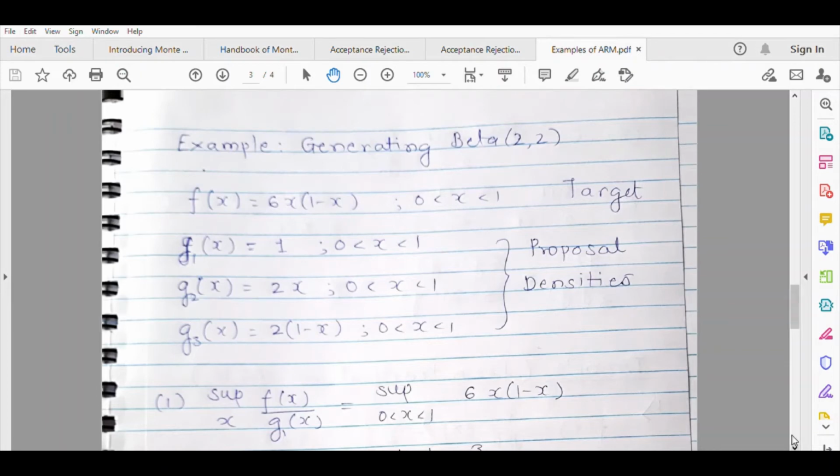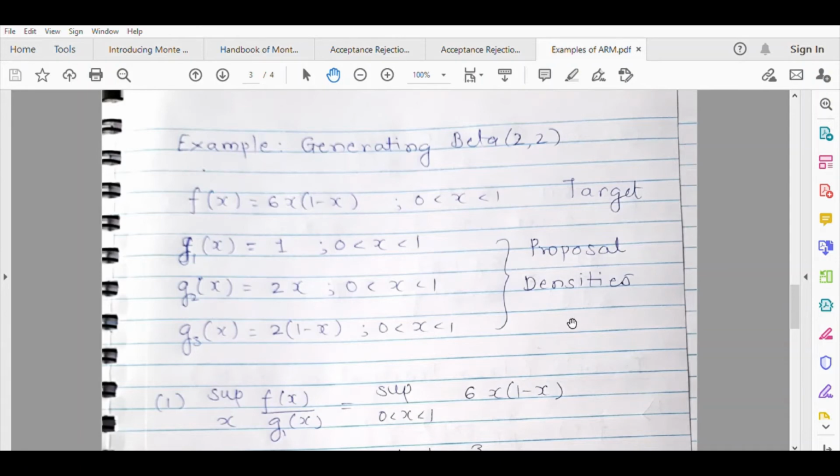Now let us consider the second example of beta 2,2. So here in this example, the target distribution is beta 2,2. So the PDF is simply f(x) is 6x into 1 minus x, and three proposal distributions have been suggested. The first one is simply uniform distribution, the second one is beta 2,1, and the third one is beta 1,2. So notice that all these three can be called beta densities, because uniform 0, 1 is simply beta 1,1. So it's like we are trying to generate observations from one beta density by using another beta density as proposal.